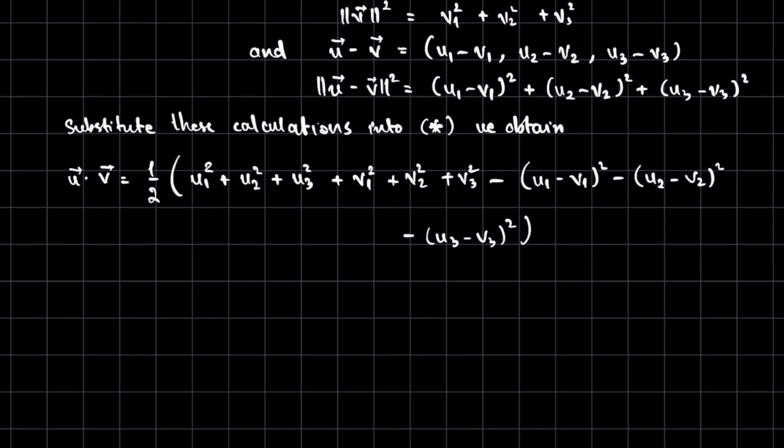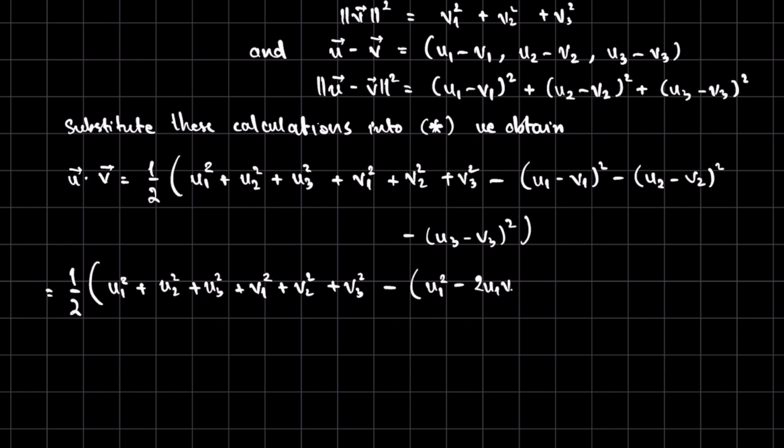And then you're going to expand these expressions. Okay, and we're going to get 1/2 times (u1 square plus u2 square plus u3 square plus v1 square plus v2 square plus v3 square minus (u1 square minus 2u1 v1 plus v1 square), then minus (u2 square minus 2u2 v2 plus v2 square), then minus (u3 square minus 2u3 v3 plus v3 square)).